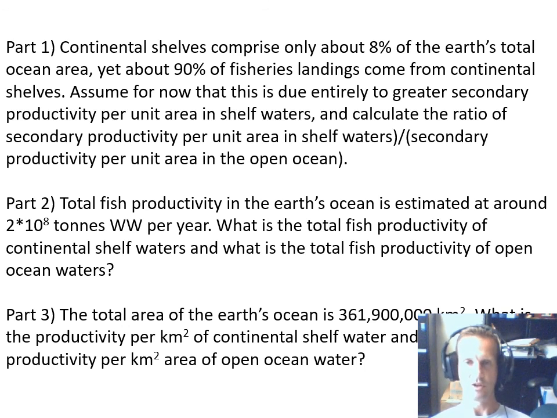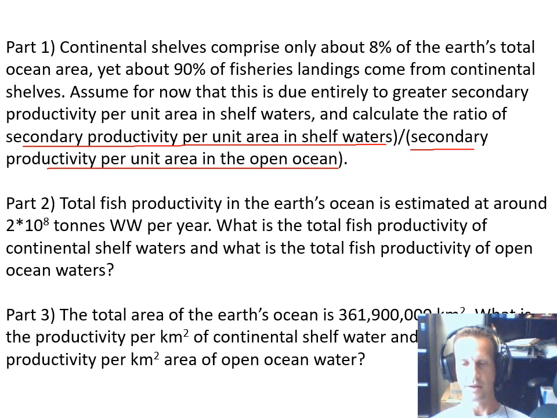Anyways, what I want you to do is calculate the ratio of secondary productivity per unit area in continental shelf waters to secondary productivity per unit area in the open ocean waters. I want you to figure out basically how many times more productive on a per area basis the continental shelf waters are relative to the open ocean waters. Like, how many times more fish does 1 kilometer squared of continental shelf water make compared to 1 kilometer squared of open ocean water? All right, and in this problem, it's actually easier if you do parts 2 and 3 before you do part 1.